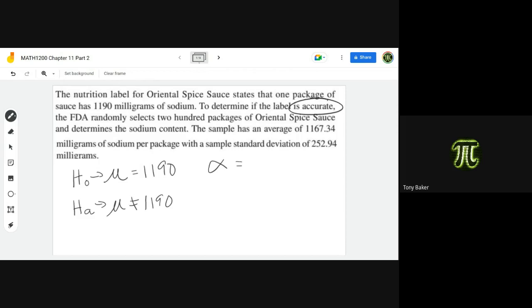So they probably want it pretty accurate, right? They're going to want those labels to be pretty accurate. So they're probably going to use 0.01. So let's use 0.01. Okay. Normally, in your real life situations, 0.05 is typically used. In your medical or those type of things, 0.01 or even better than that actually can be used. The FDA, this is something that can be harmful to people. If there's too much sodium in it, they'd probably want to be pretty accurate with that number, although 1,190 is pretty high to begin with. 0.01 is what we're going to look at.